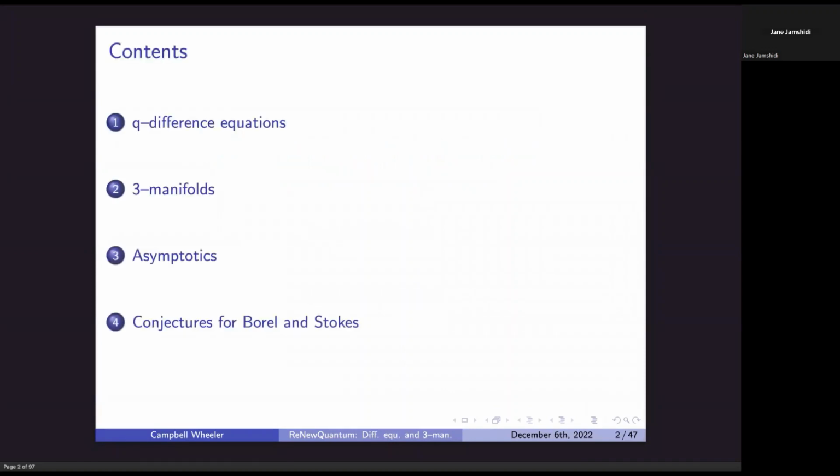Okay. So I'll start off by giving a brief introduction to Q-difference equations, and then I'll talk about three manifolds, essentially quantum invariants of three manifolds. Then I'll go on to discuss the asymptotics of quantum invariants, and hopefully go on to talk about conjectures for the Borel resummation of these asymptotic series and calculating their Stokes constants.